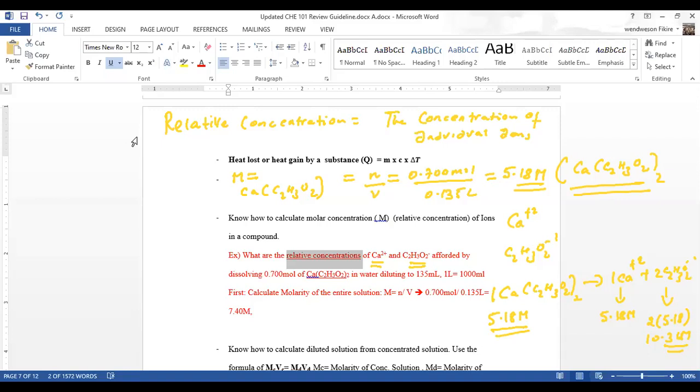Abimola, please. I'm sorry, Abimola, go ahead. Yes, I was going to ask why the concentration of the constituents of the solution is more than the concentration of the entire solution. Like the calcium is 5.18 molar, and the acetate is about 10.36 molar. So why is that more than the concentration of the entire solution?